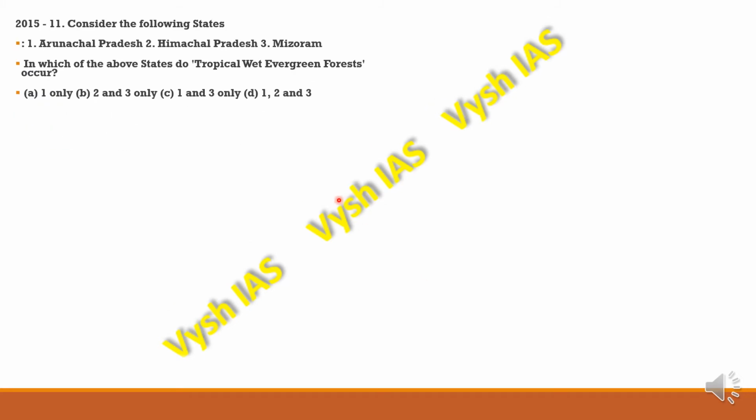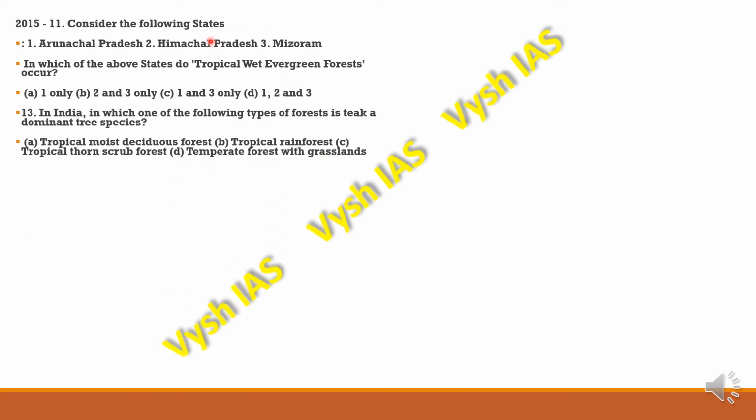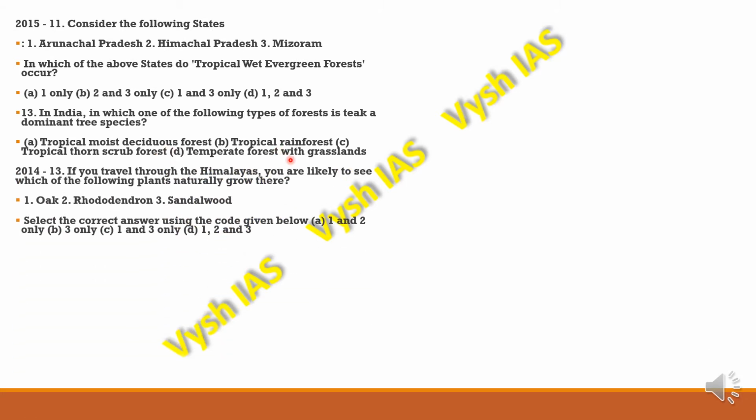In this one you can see, consider the following states and where tropical wet evergreen forest is present. So this is again from natural vegetation. Then, in India, in which of the following types of forest is teak a dominant species? Again, this is also from natural vegetation, and this is again from natural vegetation.